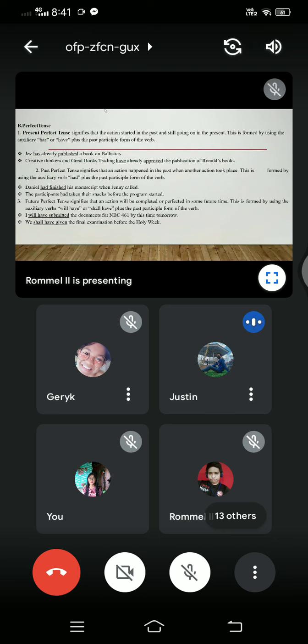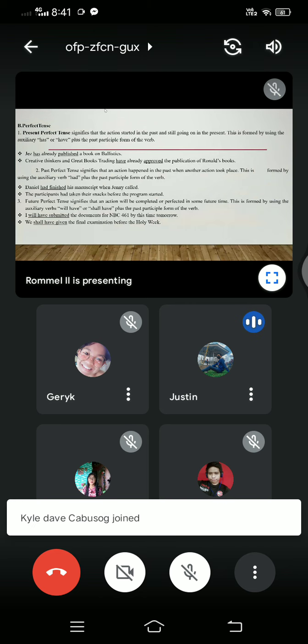The underlined word has is the helping verb or the auxiliary, and published is the past participle of the verb. Number 2: Past perfect tense signifies that an action happened in the past before another action took place. This form uses the auxiliary verb had plus the past participle of the verb. Daniel had finished his manuscript when Jenny called.